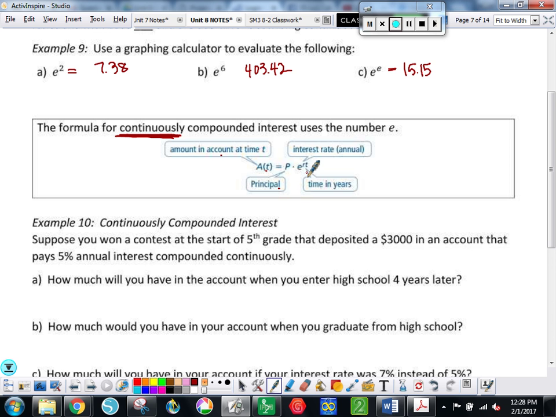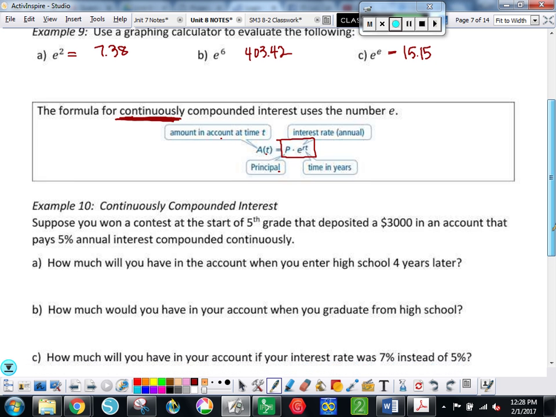So again, what's the key word for the first formula? It's continuously compounded. Yep. If it was an annual compound, or if it's just increasing at a certain rate, we'll use the other formula.